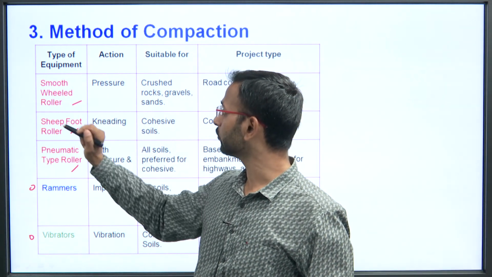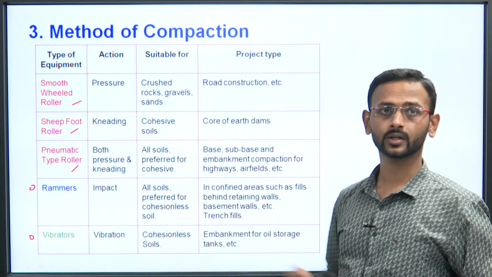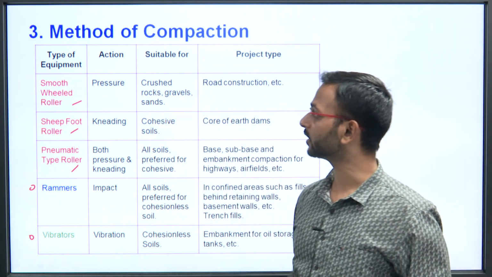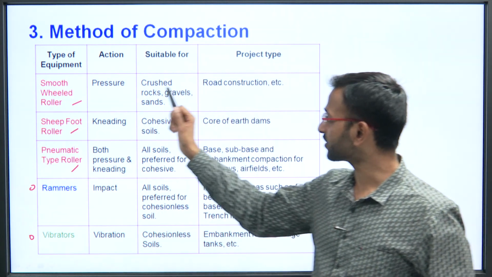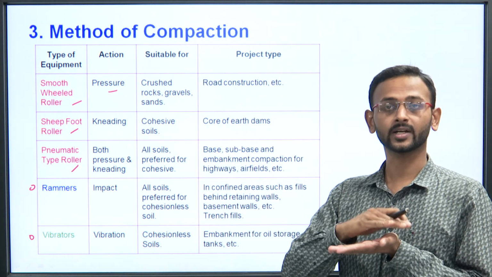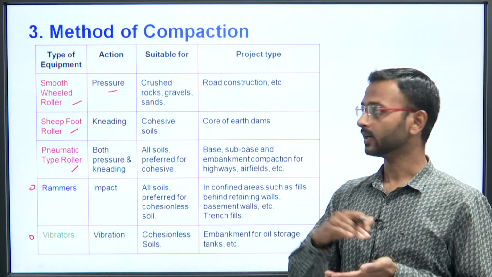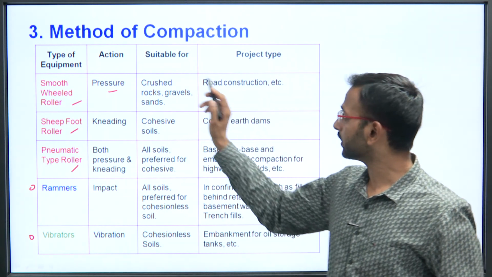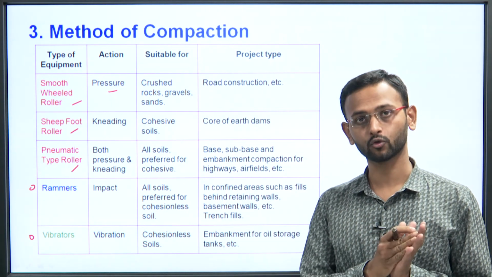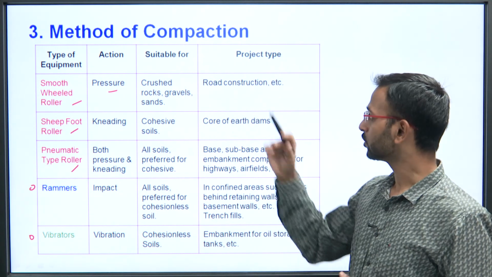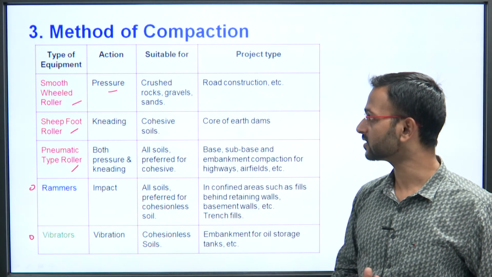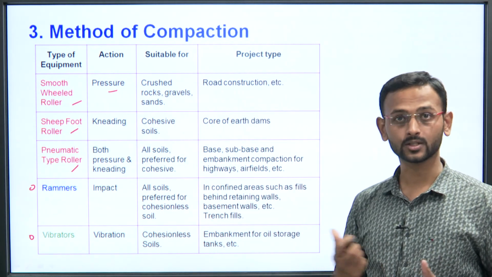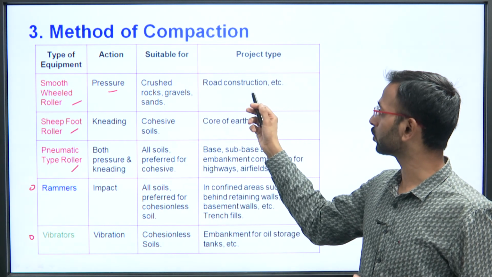See the first thing, that is the smooth wheeled roller. You have seen it in the field, like in road construction, it is very common equipment there. The action there is pressure, and by the pressure action the soil gets compacted. This type of roller is suitable for certain types of soils: crushed rock, gravels or sands. It is very much suitable for them.